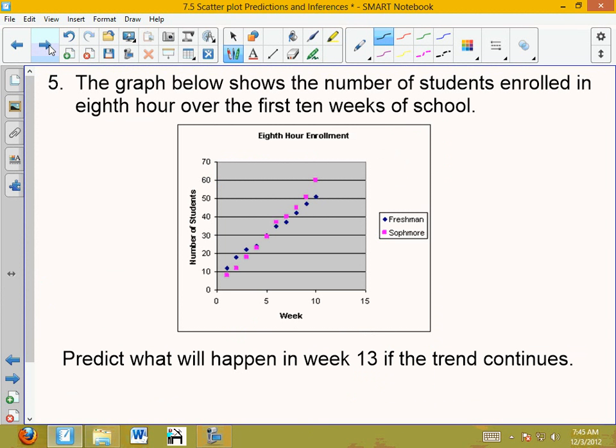This is exactly like the other one. As you can tell, we're talking about two different enrollments into 8th hour. The freshmen and the sophomores enrolled in 8th hour. Okay? So they both continue to increase. You can see they're going up. However, the sophomores are increasing faster than the freshmen. So that's what I would say. Both enrollments continue to increase. However, the sophomores increase faster than the freshmen.